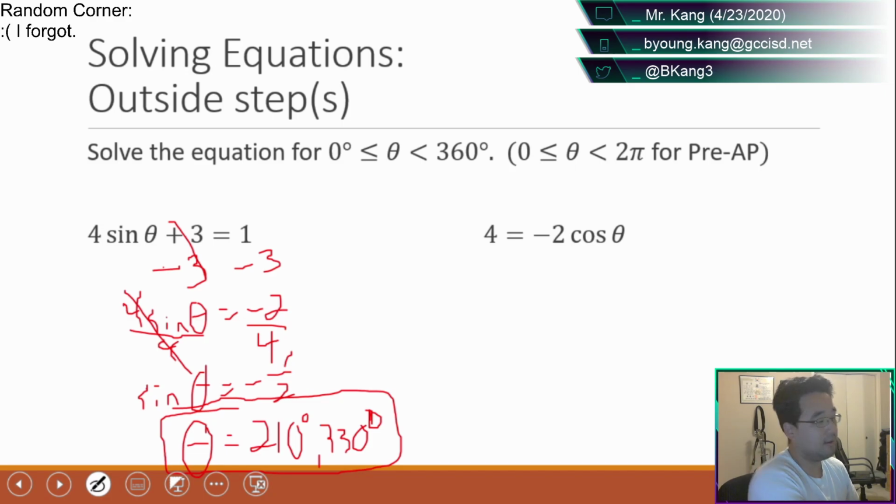Okay. This is the only slide where I have two problems, because I needed to show you this happens sometimes. So right here what we would do is divide the -2.